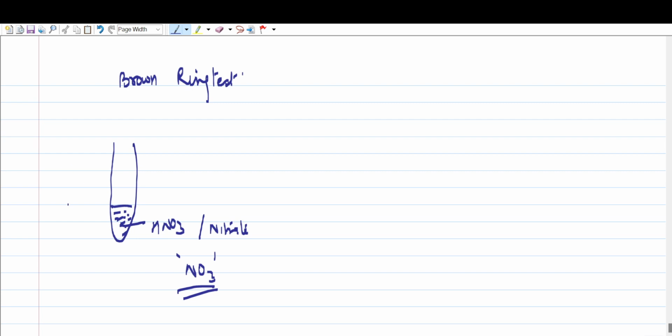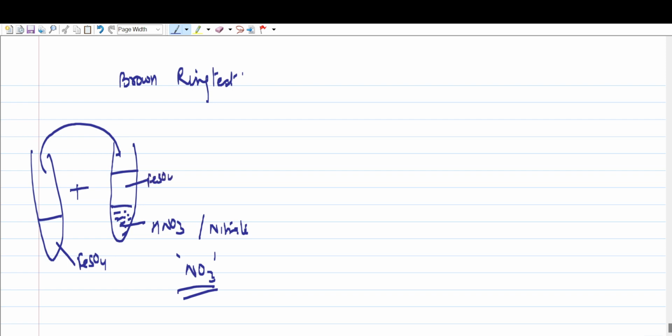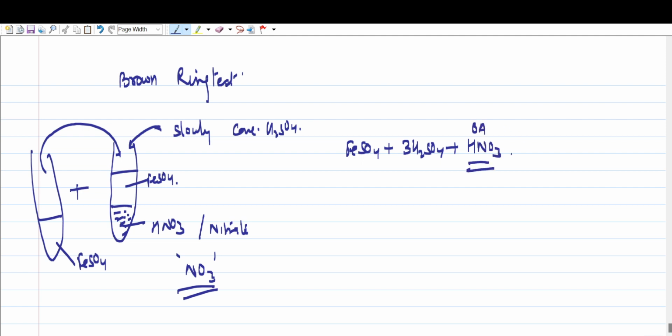And to this we add freshly prepared same amount FeSO4. Okay, we pour gently, right? Now from the side of the test tube, we slant the test tube, and then from the side we slowly add concentrated sulfuric acid. Okay, so what will happen? The ferrous sulfate will combine with sulfuric acid and nitric acid. So nitric acid here will act as oxidizing agent.